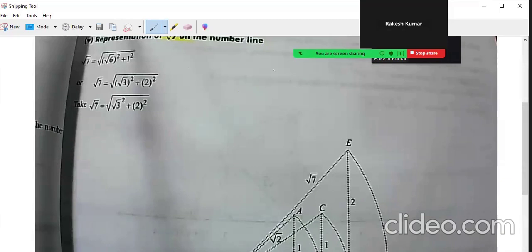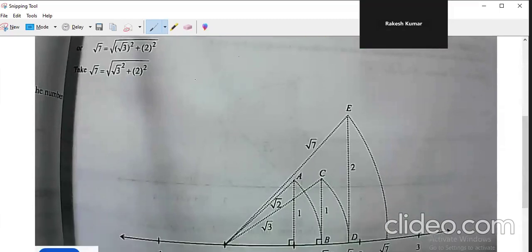But how do I find root 6? Oh, that is difficult. So this is easier: root 3 plus 2. So how do I do root 3? You know, you take 1 here. This is 1. First you take 1 and 1, 1 here and 1 here, and you will get root 3. Then you put root 3 here. You know root 3 now. So this is root 3, this distance. Put 1 here. You get root 7.